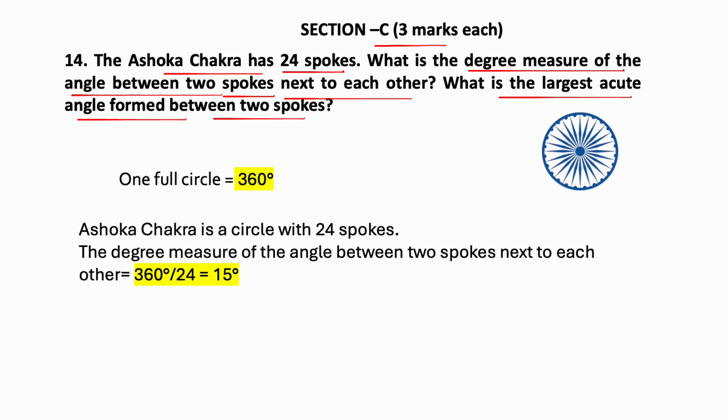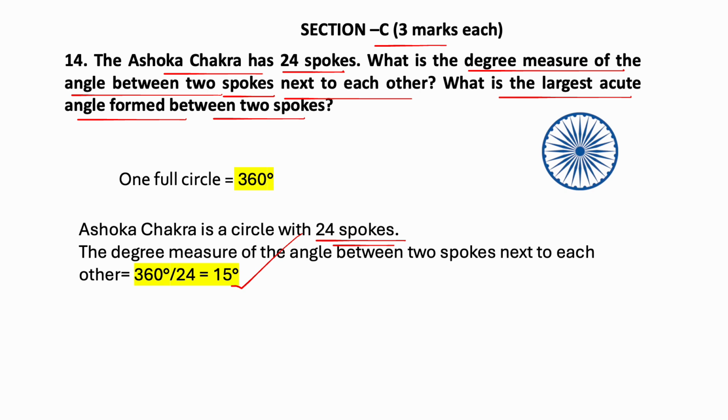Ashoka Chakra is a circle with how many spokes? 24 spokes. So, the degree measure of the angle between two spokes next to each other is 360 degree divided by 24, that is 15 degree. So, the degree measure of the angle between two spokes next to each other is 15 degree. You have to divide 360 degree by 24.